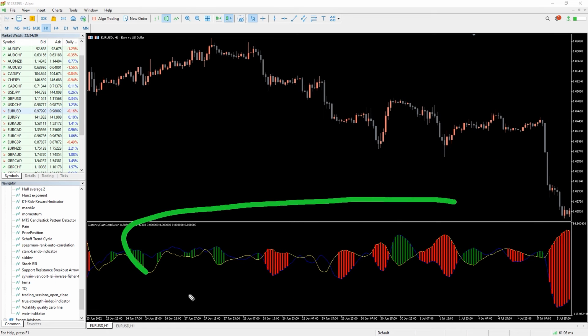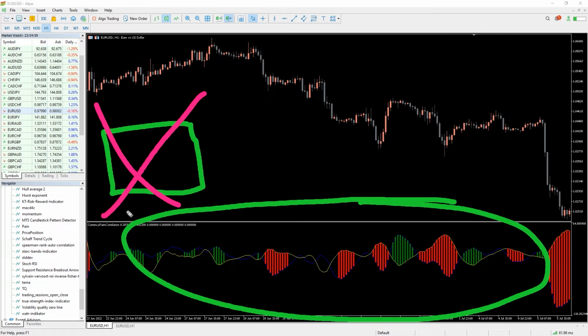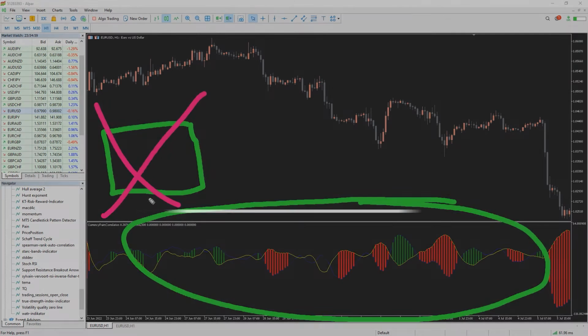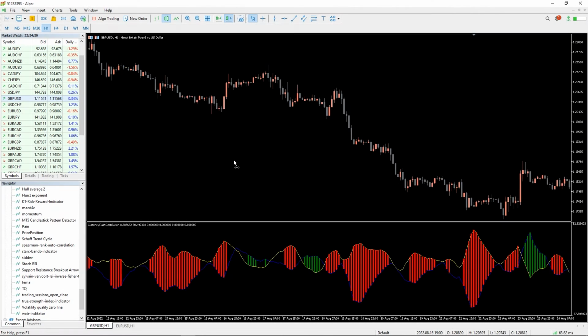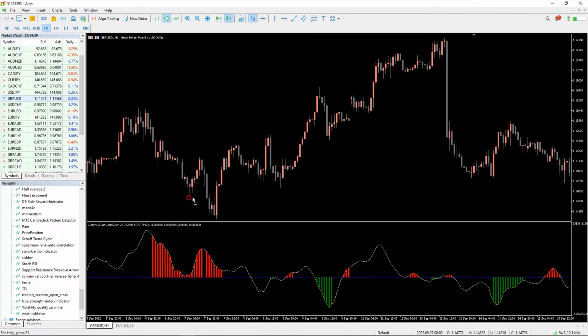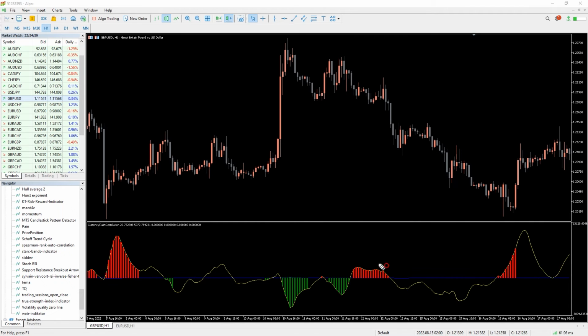Most of the currency correlation indicators provide results in a list of tables, charts, or a calculator. This one provides them in a histogram in the indicator window. So, how to trade with currency pairs correlation indicator? As you can see on the chart, the indicator shows the correlation between two currency pairs on green and red histograms. They are negatively correlated.